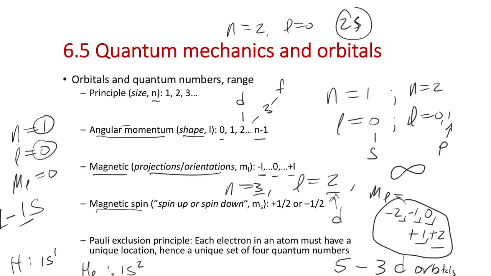But then if I have n equals 2 for that other L value, the first time we can have an L of 1 is when n is 2. This is our 2p orbital, or 2p set of orbitals. Now the set of orbitals comes from minus L to plus L, so m sub L is minus 1, 0, plus 1. So from minus L to plus L, including 0, we get 3 2p orbitals.